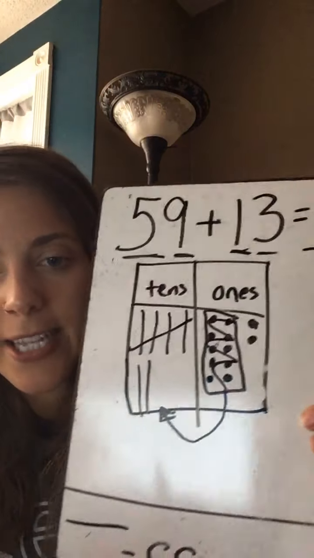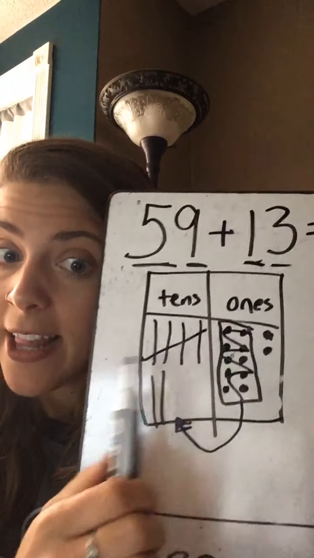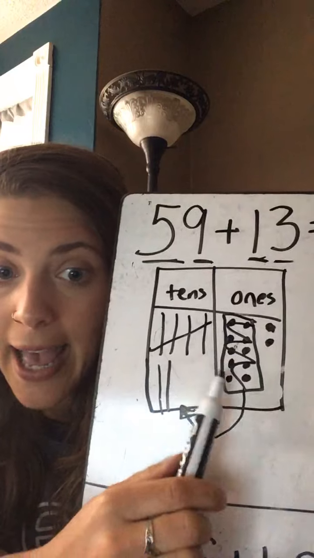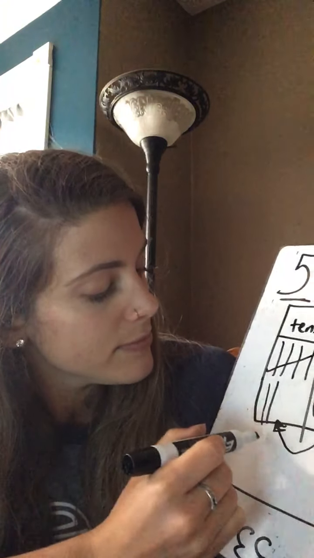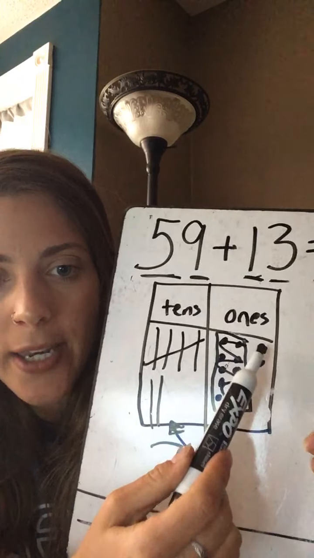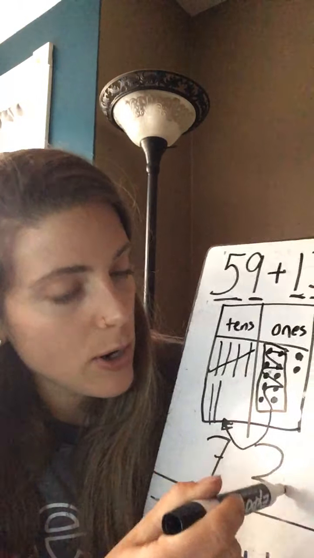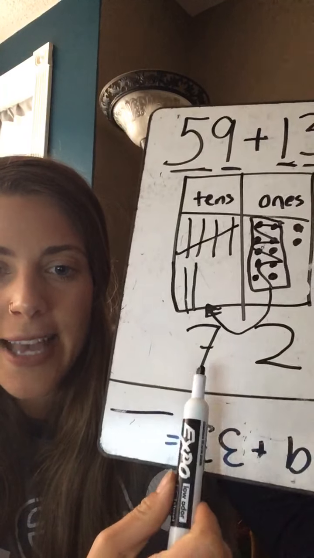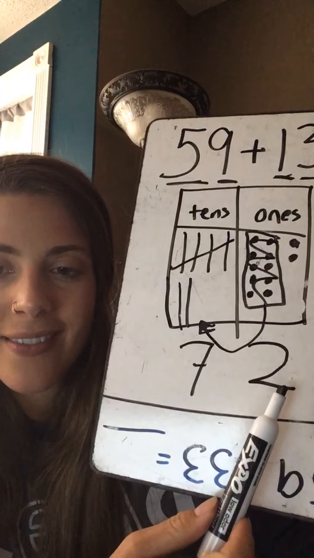All right, let's see our answer. So we know with our tally marks this means 5, 6, 7, because I added that 10, 7, and then how many ones? 1, 2. So 59 plus 13 is 72.